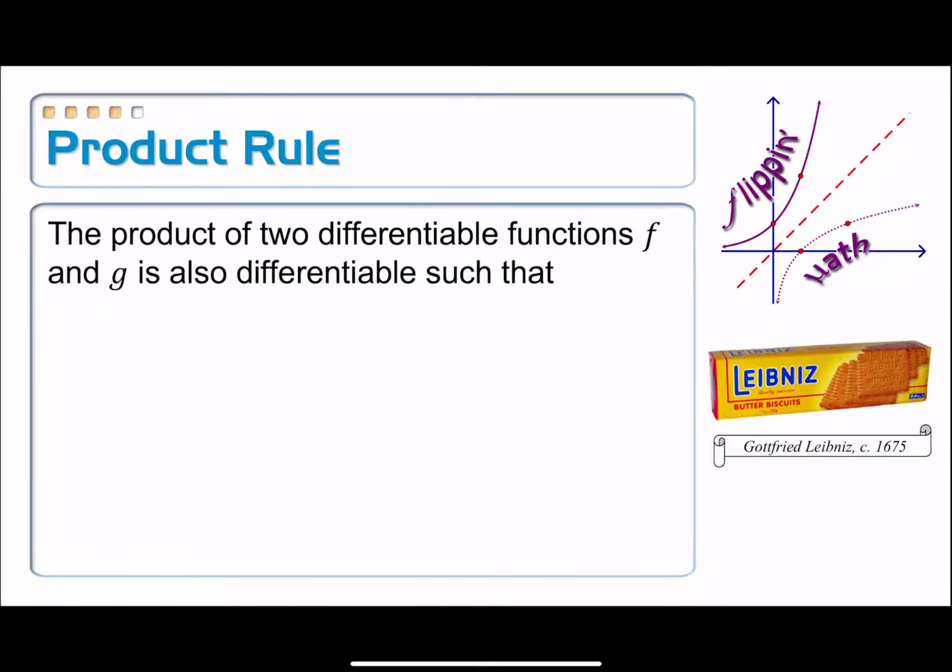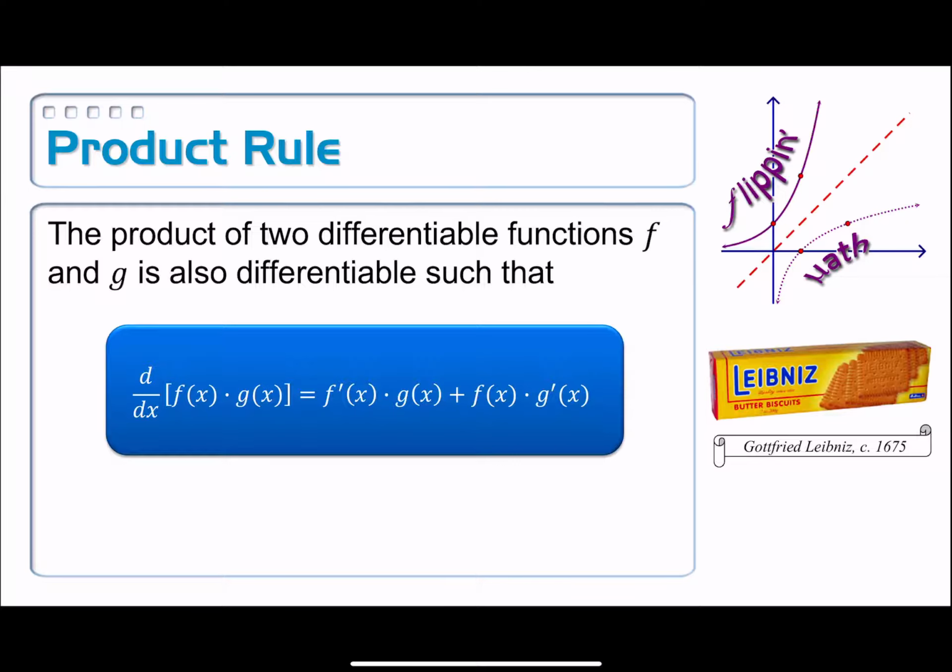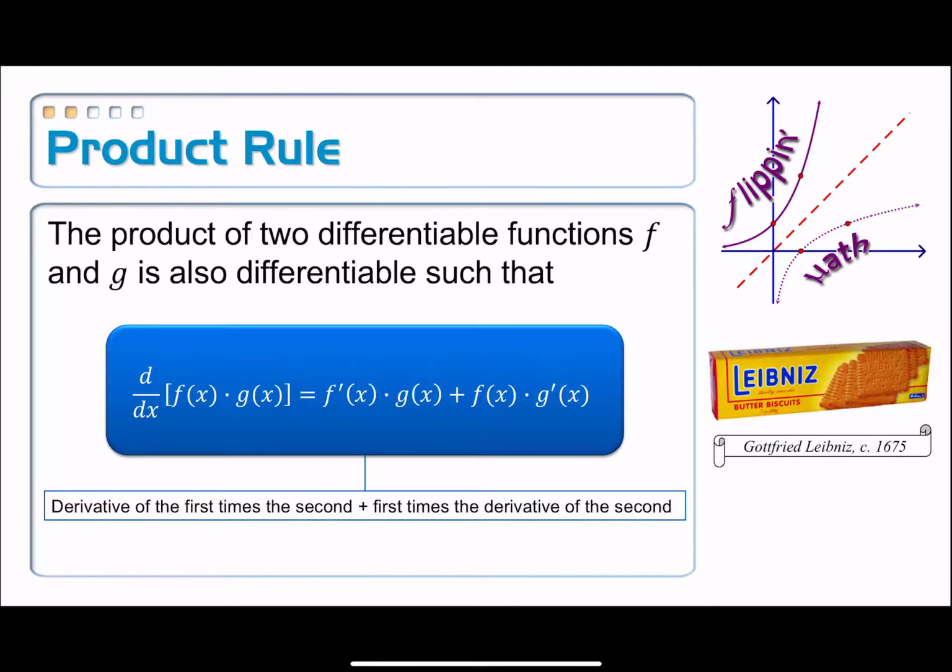The product of two differentiable functions, f and g, is also differentiable such that we got the derivative with respect to x of f of x times g of x is equal to f prime of x times g of x plus f of x times g prime of x, or informally we'll just say the derivative of the first times the second plus the first times the derivative of the second. Remember, it's these twins dating twins. And over here on the right-hand side, I was able to scour the internet and got you a picture of Leibniz circa 1675.